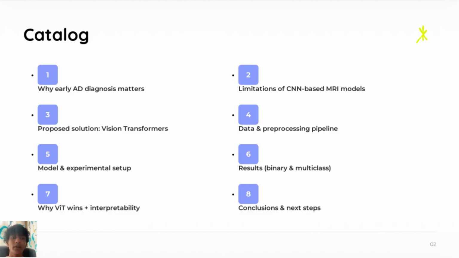First, I'll explain why early Alzheimer's diagnosis matters. Then, I'll discuss why CNN-based MRI models have limitations. After that, I'll introduce vision transformers and explain how self-attention works. Then, I'll go through my dataset, pre-processing pipeline, model architecture, experimental setup, results, interpretability findings, and finally the next steps for this project. The main argument I really want to make is simple. Alzheimer's affects the brain in a distributed way, so our AI model should also be able to reason across the brain in a distributed way.